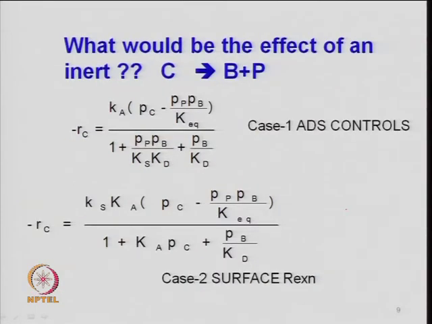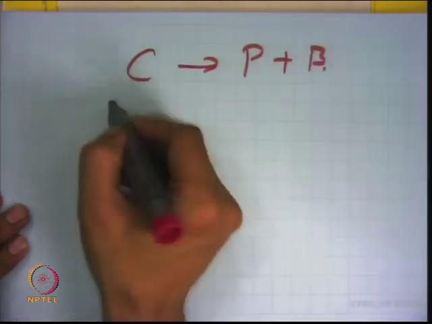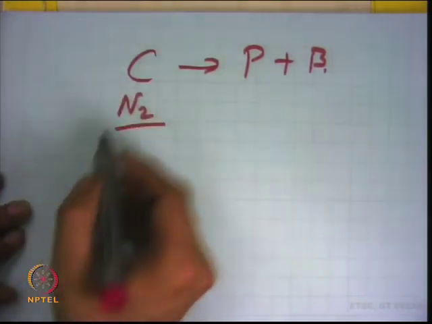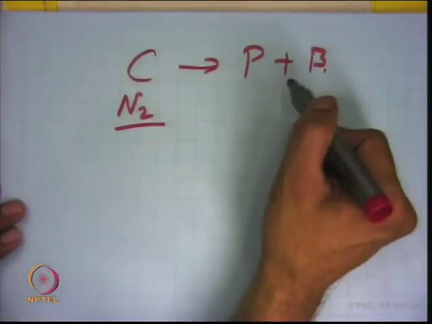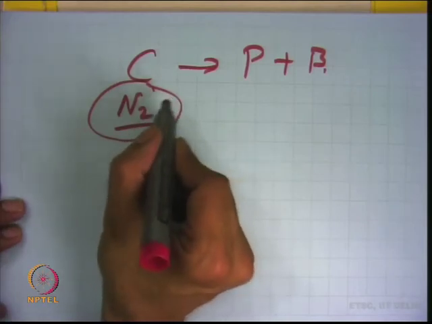So, what would be the effect of an inert? I have left that for thought. Suppose there is an inert and the inert also adsorbs on the surface, then one can write the rate expression for that, right. So the rate of adsorption of inert, if the reaction is C going to P plus B, and you have written the mechanism, and suppose nitrogen is added along with the feed. Nitrogen is not a reactant, but the effect of the partial pressure of nitrogen can be studied, right. It may not adsorb.